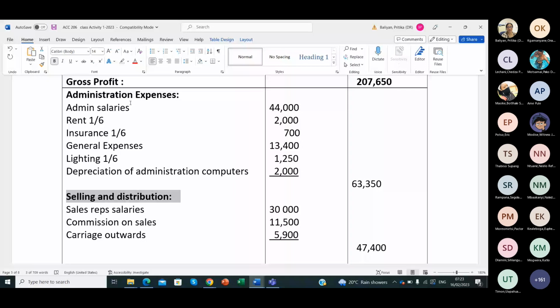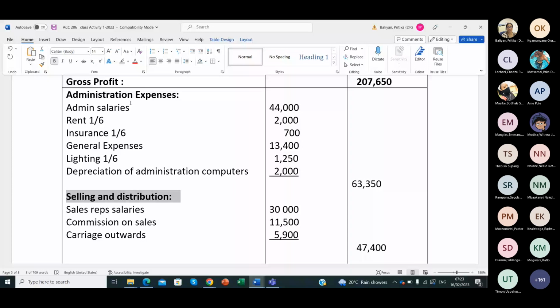So you check in the question, like here, you can see administrative salaries. It means this is the salary for workers who are working at the administration block. Then sales representatives, obviously sales people will not come under administrative, so we won't take it. Then you go one by one in the question. General administration expenses 13,400 is given there. So you can pick and put here, list them one by one.